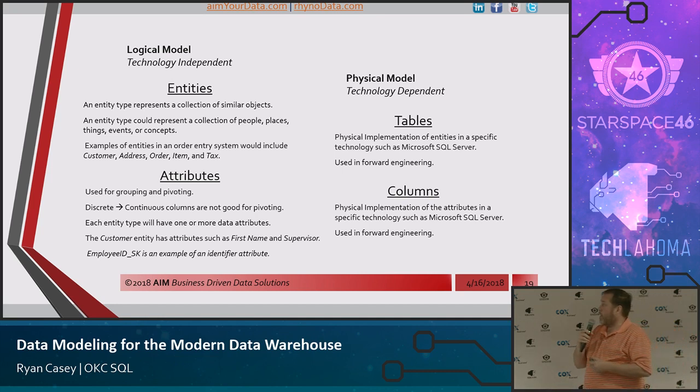Something I wanted to point out is that the entities in the logical model relate directly to the tables in a physical model. And in the same way, the attributes in a logical model become the columns. That relationship is always true. Remember, we're not talking about technology, so they use different words. I don't think anyone's going to get upset if you call them columns or tables, but when you're using the tools, they will identify them differently.